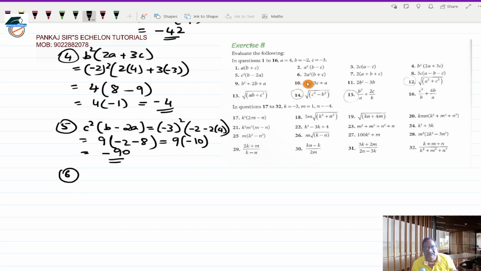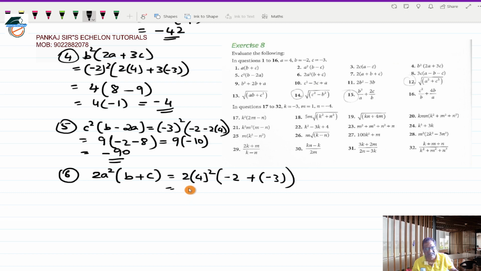Sixth is 2a square. Now see, this is 2a square, not 2a the whole square. Here you have to take care, okay, into b plus c, right? So this will be written as 2. A is 4, right? So 4 square, okay? Then a bracket, and b is minus 2 plus c is how much? Minus 3, okay? Fine. So this can be worked out separately. 4 square is 16 and 16 twos are 32. Fine. Now I'll work out the inner bracket first. So minus 2 plus into minus is minus and then 3.